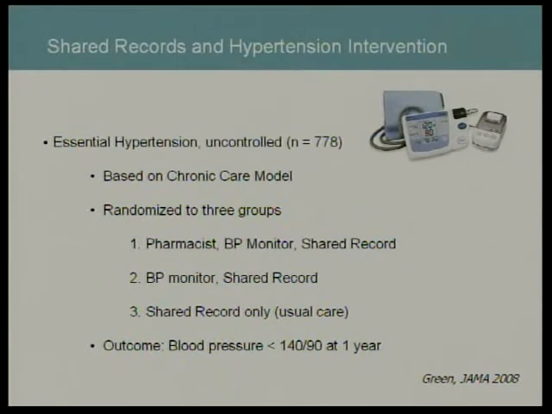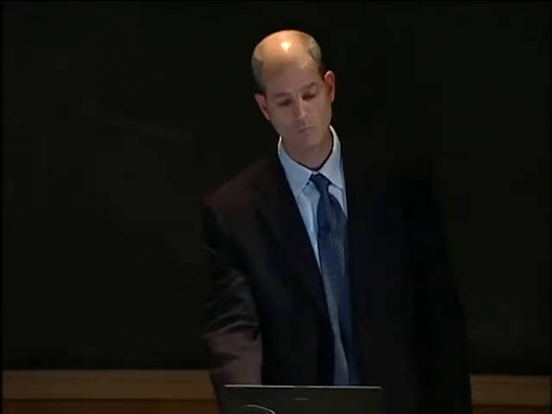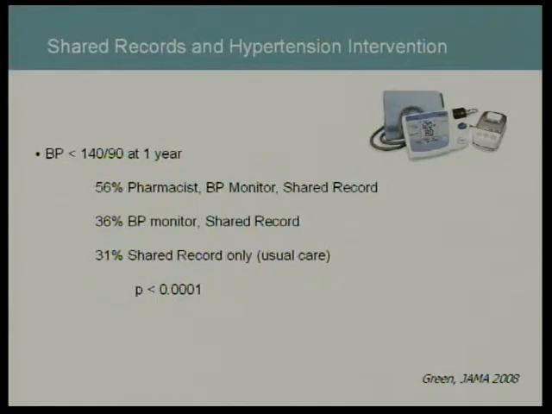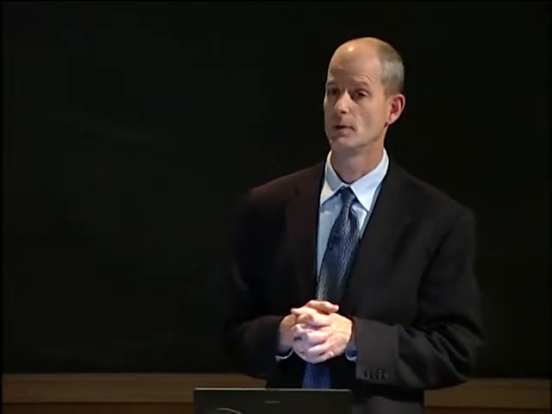So the outcome was blood pressure less than 140 over 90 at 1 year. Well, at 1 year, 56% of the pharmacist group, 36% of those with the blood pressure monitor only, and 31% with the usual care had blood pressure under control. So a significant difference. So I think those studies really highlight how you can leverage the record as part of larger chronic care interventions to improve the effectiveness of care.